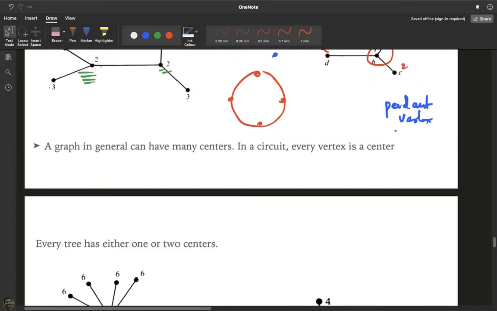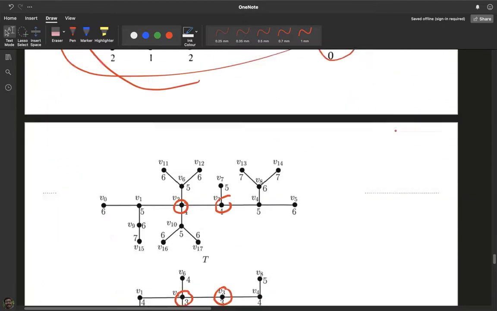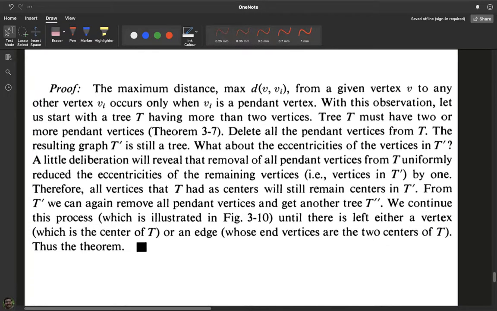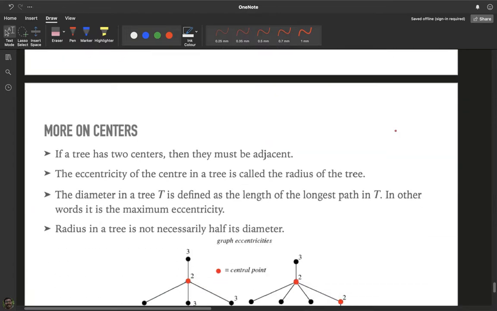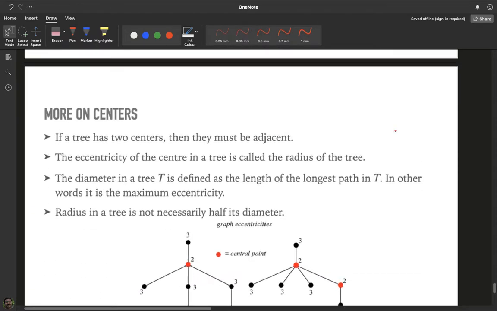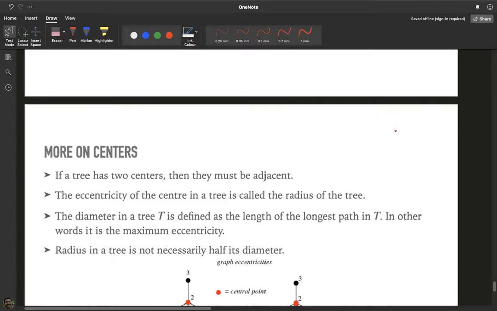Okay, what is the proof here? What's the question here? Every tree has either one or two centers. Okay, so please go through the proof. Okay, and moving forward, now you have already proved that if a tree has two centers, they must be adjacent, because you have already shown by means of this proof that you are getting these two centers finally as an edge only. So basically, if there are two centers, both these centers would be adjacent.